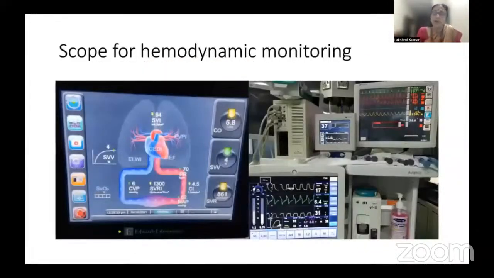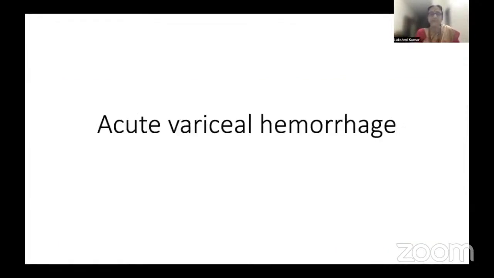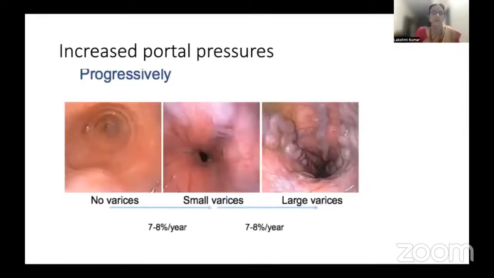Regarding hemodynamic monitoring, how intensive would one go? Well, most of the monitors today are connected to an arterial line and will give you the pulse pressure variation, and this may be useful to tell you the volume status of the patient, except when the venous system is clamped. Now, I'll come to the second last part of my discussion today, the management of acute variceal hemorrhage in a patient with portal hypertension.